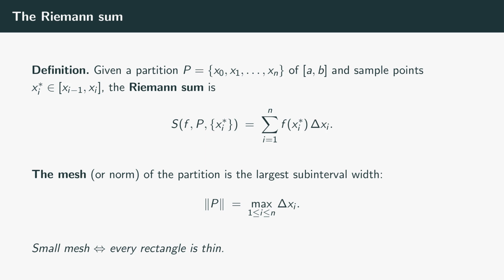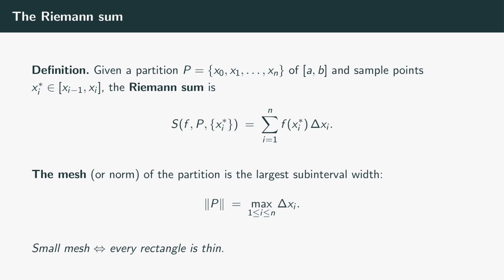One more piece of vocabulary we'll need constantly. The mesh of a partition, also called the norm of the partition, is the width of the widest subinterval in the partition. So the mesh is the largest delta x sub i. Saying the mesh is small is saying every subinterval is small. It is not the same as saying n is large.